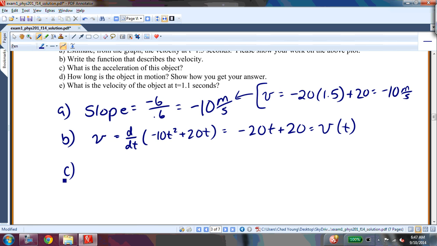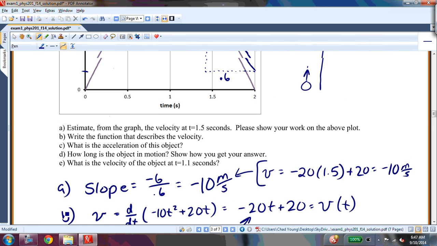What is the acceleration of the object? Well, a is equal to dv/dt, and that's going to be negative 20 meters per second squared. It's just the coefficient of this term. D, how long is the object in motion? Show how you can get this answer.